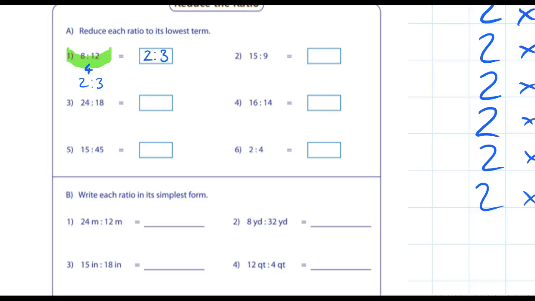Okay, and we're done with the question. That's it. You were asked to simplify. You've simplified. There's nothing else that you can divide 2 and 3 by and make it simpler. Okay, because they don't share any factors.